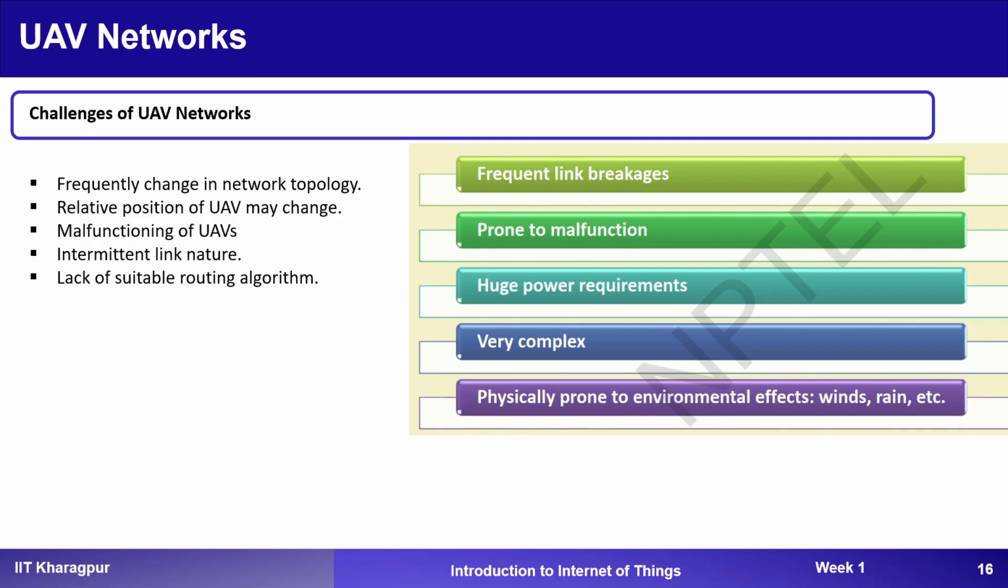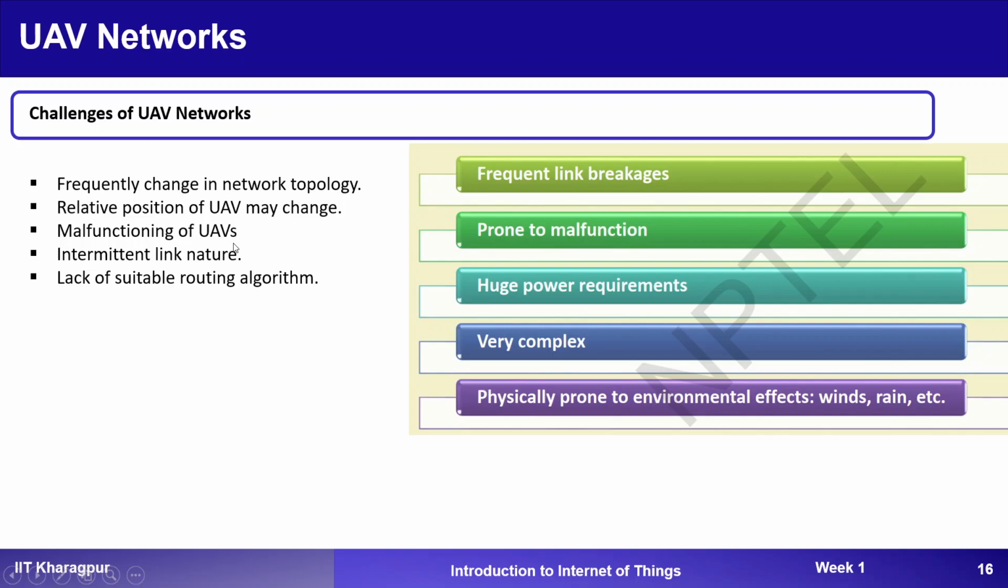Now the challenges which are faced by your UAV network. Since the UAV devices are movable, the topology changes very frequently. Second, the relative position of UAV may change. For example, if two UAV devices are initially connected by your star topology, in case of UAV the relative position of the two devices may also change. Consider an example that UAV 1 is at point X initially and UAV 2 is at point Y. At some other point, their relative position may change. Your first device will be at Y and your second device will be at some position, Z or A, whatever.